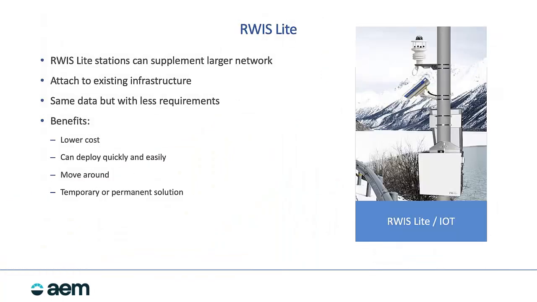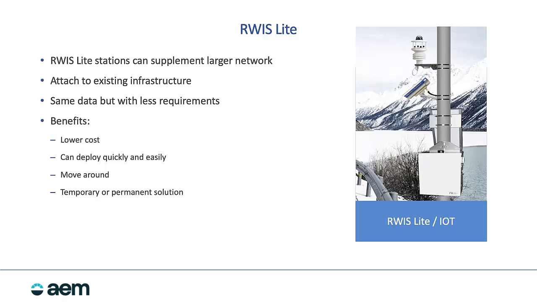The other section that could help to fill in the gaps is ARWIS light stations. These are lower cost sensors and stations, packaged solutions that you can attach to existing infrastructure. It removes the need for the extensive requirements that we might have for those traditional pole mount systems. So it's the same data, but with fewer requirements. So we can deploy these quickly.